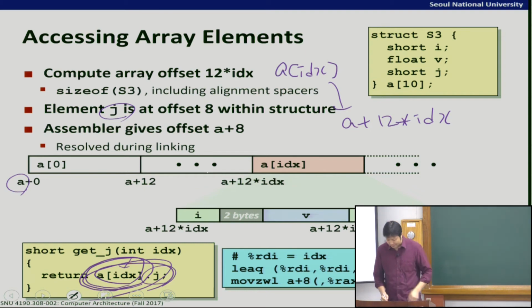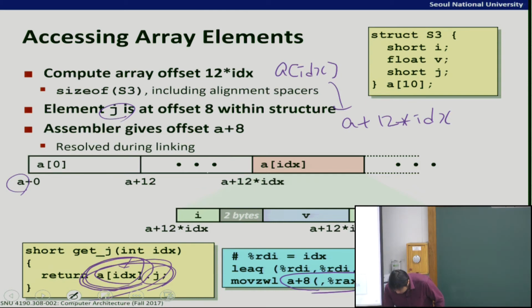If you compile it, it first computes the value of 3 times idx and uses a load instruction with this complex, scaled addressing. So it will be A plus 8 plus, since RAX is already 3 times idx, 12 times idx. That's the location, and this is a move instruction, so it copies the value at that memory location to the EAX register and returns.